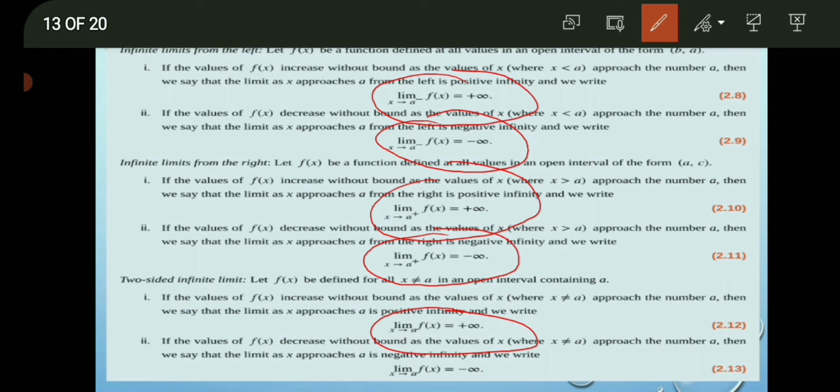But if the values of f of x decrease without bound as x approaches a, where x is not equal to a, we can write the idea by this: the limit as x approaches a of f of x is equal to negative infinity.